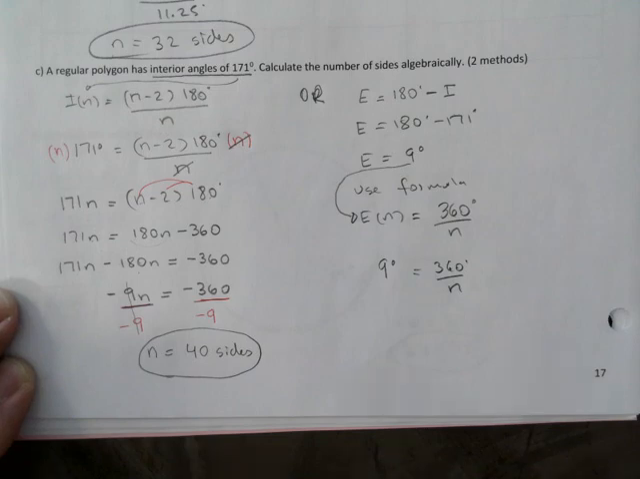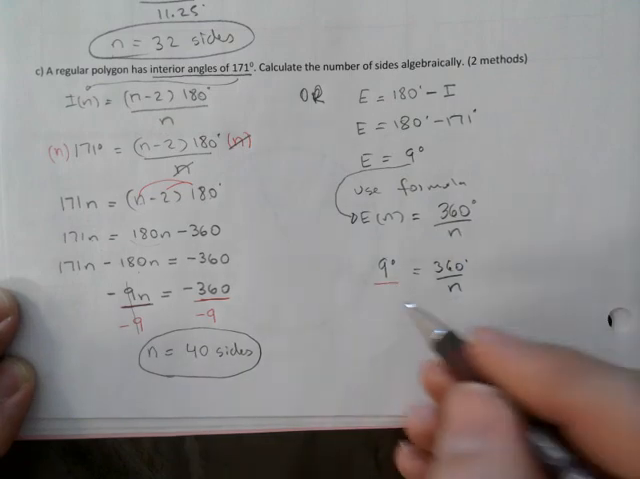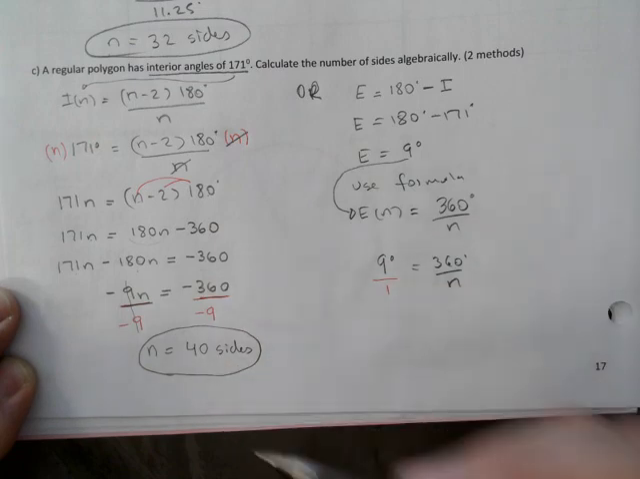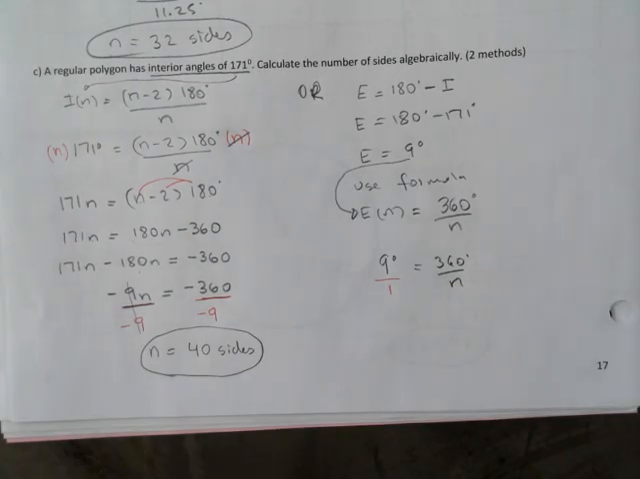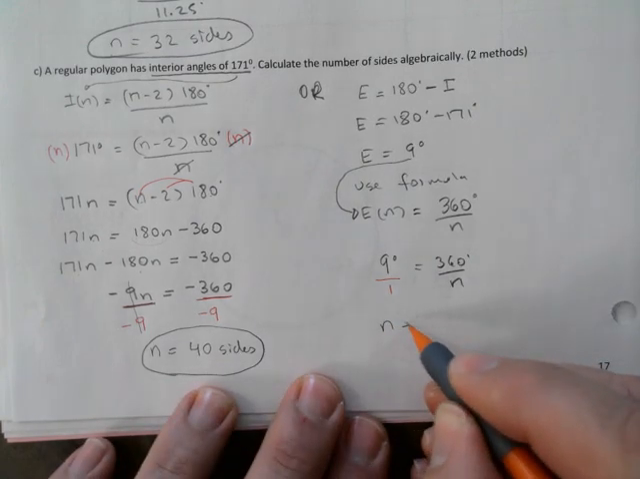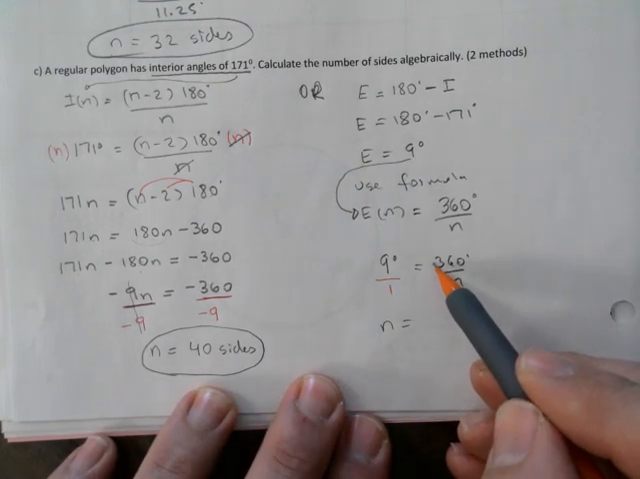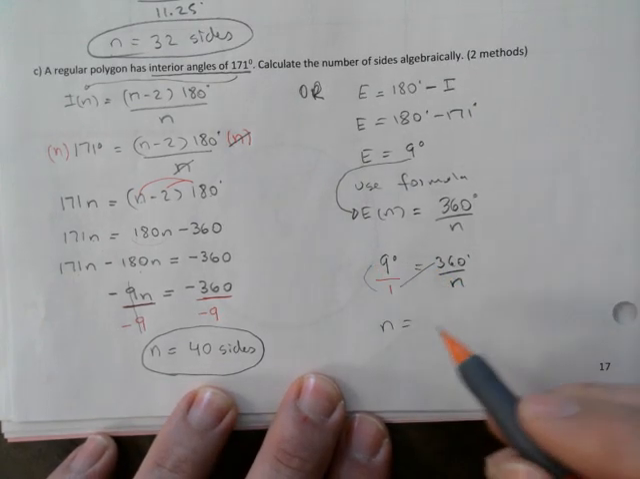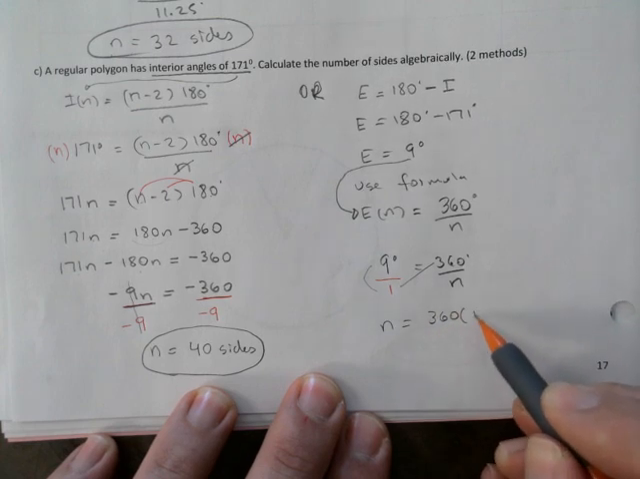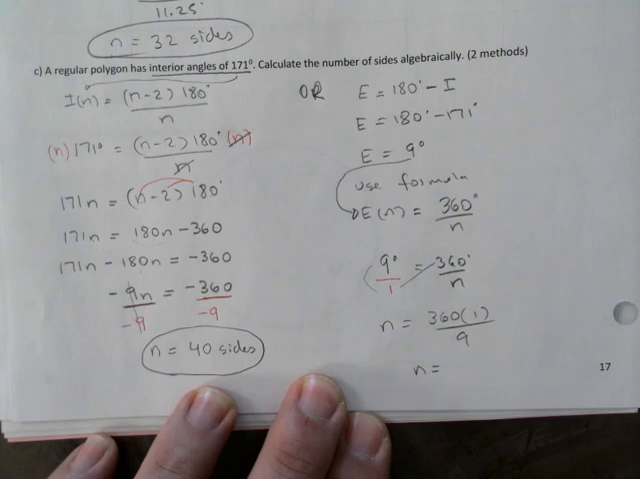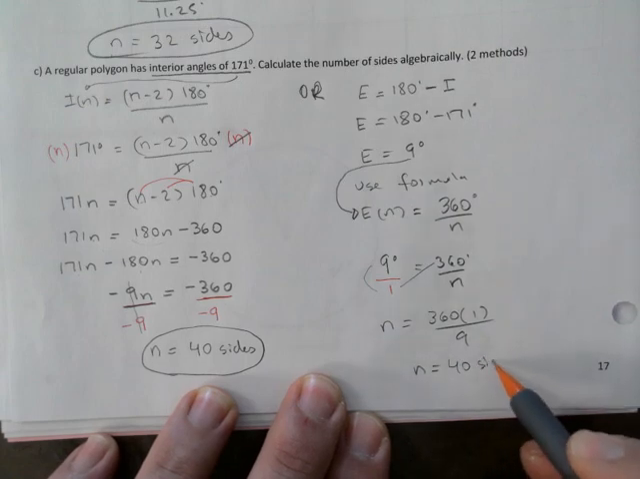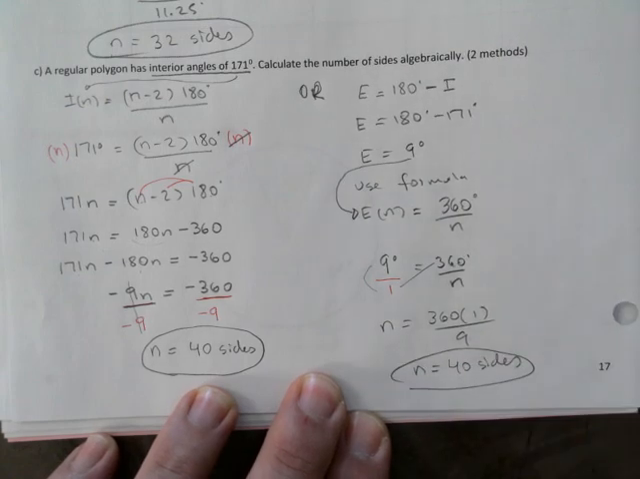It just blew your minds, right? So much easier. Some students still prefer this method. Go for it. I don't care. I'm not going to force you. You just use whatever works for you. So watch this. 360 times 1 divided by 9. That's 40 sides. You pick.